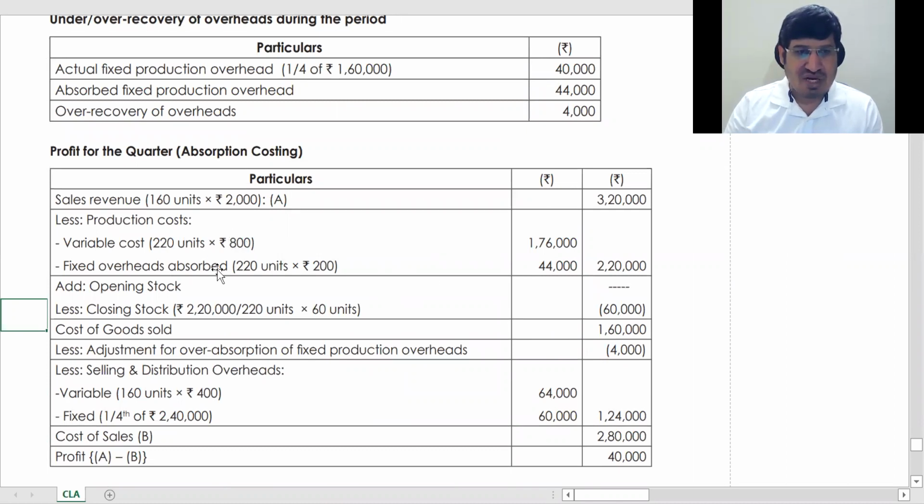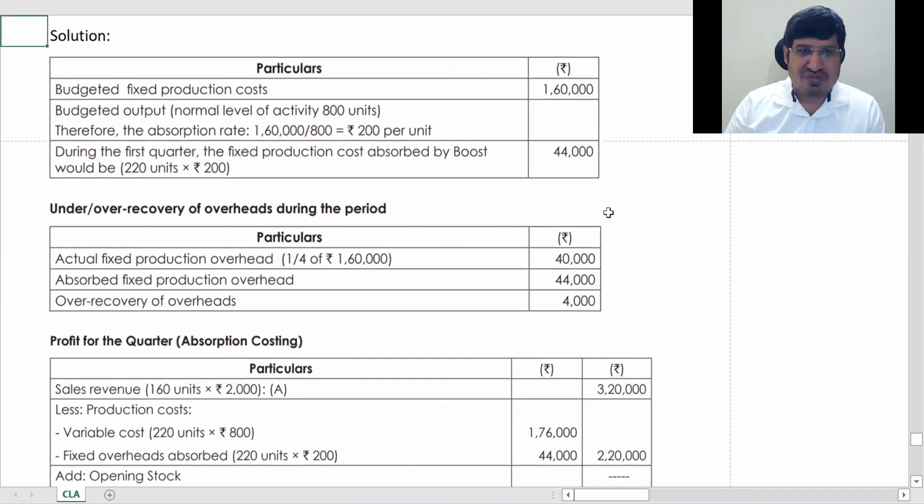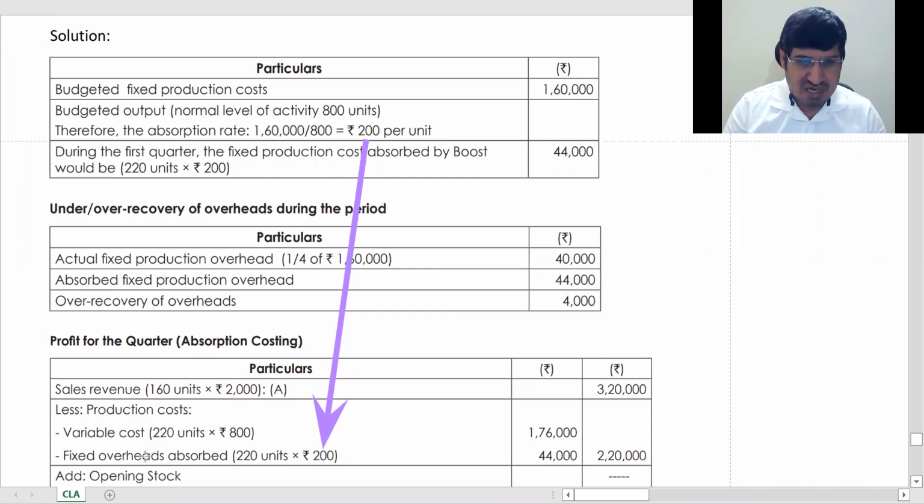And fixed overheads is 220 units into 200. How 200? Here you calculated the overhead absorption rate, 200. This one you used. Okay. So this overhead absorption rate we are using for fixed overheads, correct. 220 into 200 gives us 44,000. Basically, what you calculated here, we are putting here. Okay, so you add these two up and you will get this.